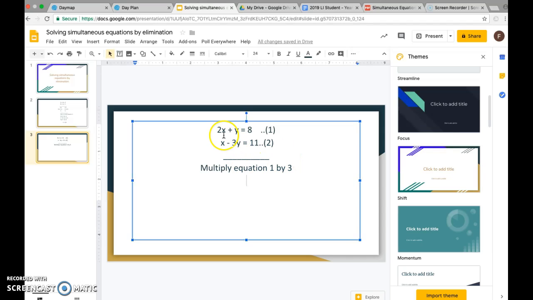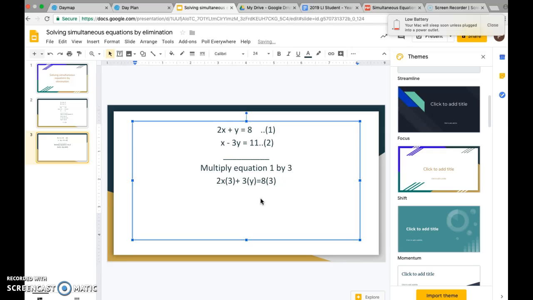So that means if I multiply equation 1 by 3, I multiply every single term by 3. So 2x times by 3 is going to be 6x. Maybe we'll write every step out. So we'll go 2x times by 3, that bracket just means times, plus 3 times by y is going to equal 8 times by 3. Now notice what I've done here is I've multiplied every single term by 3. That's really important. You can't just multiply one term by 3, you've got to multiply every single term.